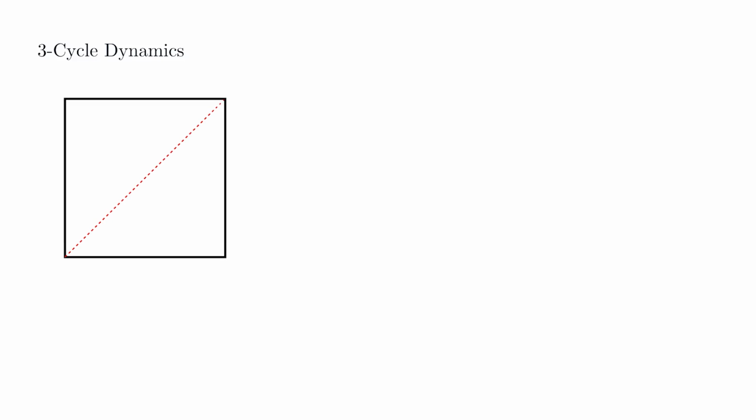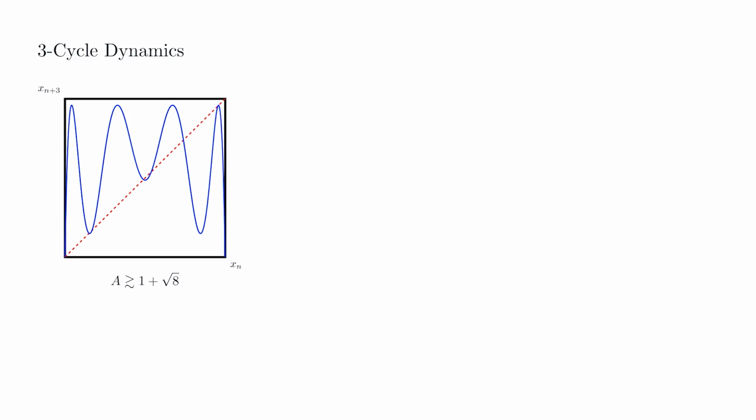x_{n+3} as a function of x_n. So we have to take the third iterate of the function f(x). This third iterate is a function with 4 humps for a just beyond the birth of the three cycle, which is 1 plus the square root of 8. So it's a 4-hump function, and it looks something like this.